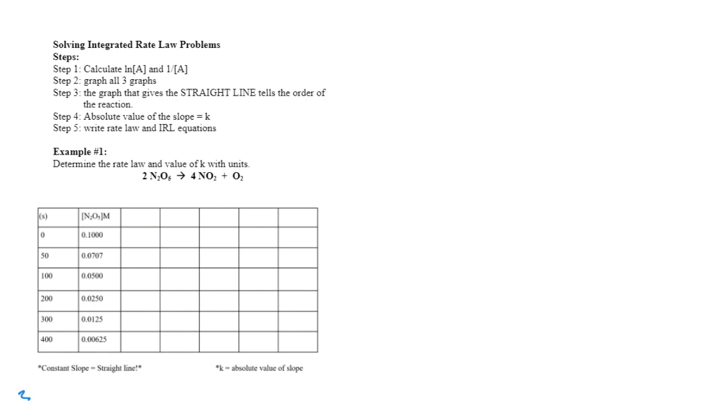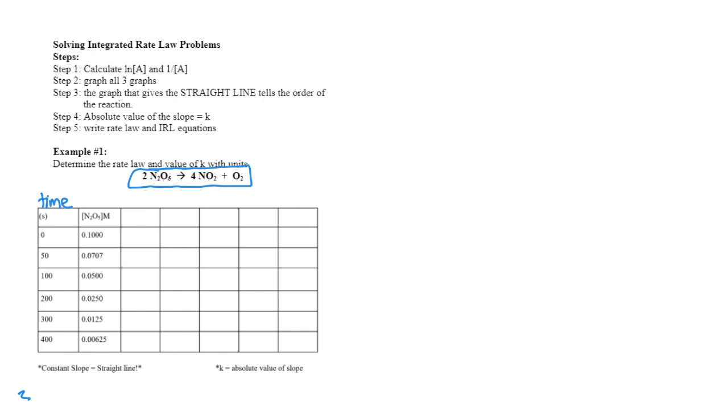Okay, so here's what an integrated rate law problem is going to look like. Basically, we'll be given the overall reaction. So I've got 2 N2O5, and then it's decomposing. They're all decomposition reactions into NO2 and oxygen. And I'm going to be given 2 sets of data points. So I've got time here in seconds.